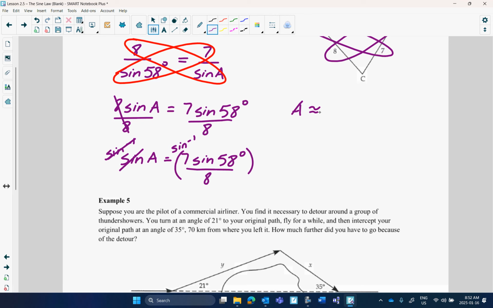What I do, using my calculator, is get this answer first and then take the sine inverse of it at the end. You don't have to. You can do it in another order if you want. But if I do 7 times sine 58, get that answer, divide by 8, get that answer, I'm going to get 0.742 and some more digits. Then on my calculator, I can just do second sine for sine inverse, and then second negative sine of the previous answer. And it gives me 47.9 degrees. That's what you should get. Make sure you know how to do that on your calculator.